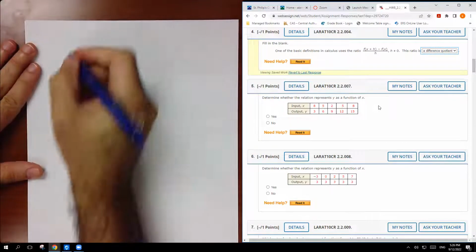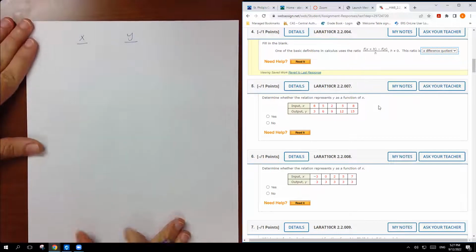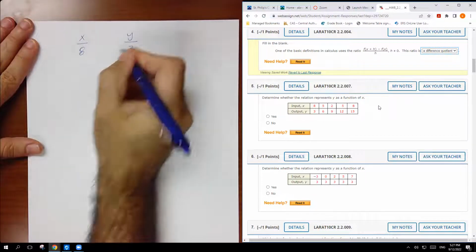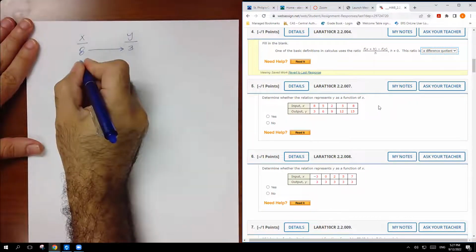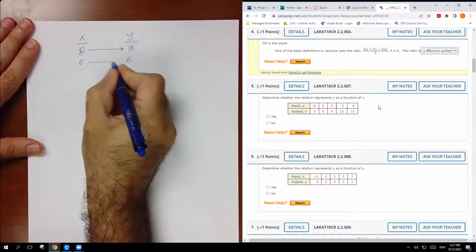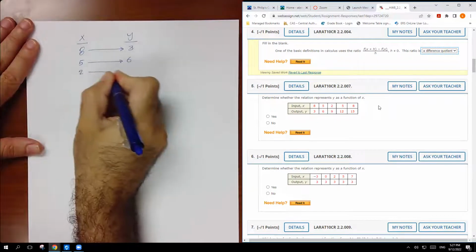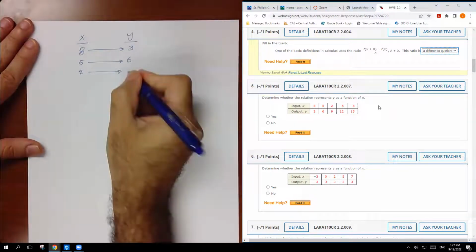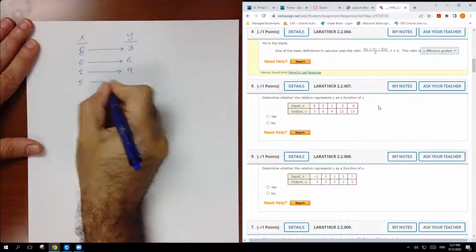I'm going to write down x, and here is y. x is 8, and y is 3. That means 8 goes to 3. x is 5, y is 6. That means 5 goes to 6. x is 2, and 2 goes to 9. The next one is 5 goes to 12.